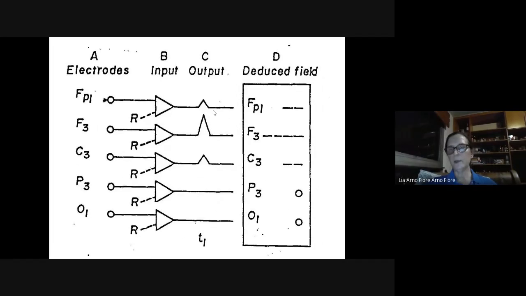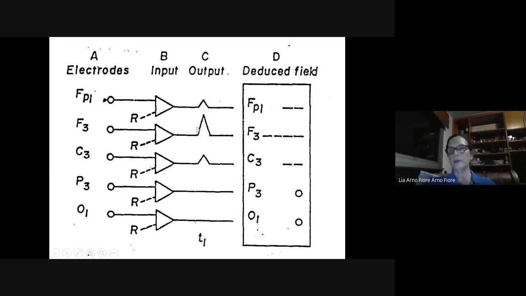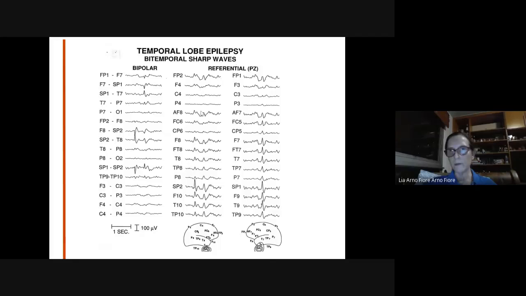And if you put it in the referential, F3 is going to be more negative than FP1 and FC3 relative to the referential. So what counts is, right here in the bipolar, the phase reversal, and in the referential, the height, okay? The highest, the most negative. Okay, now you know the basis of everything, right?